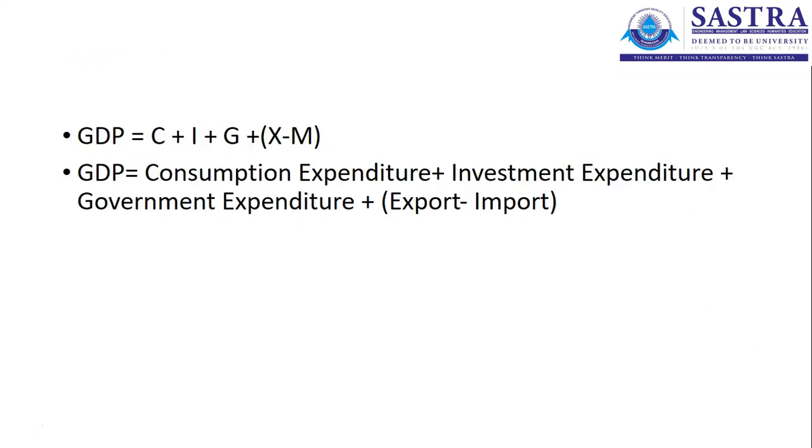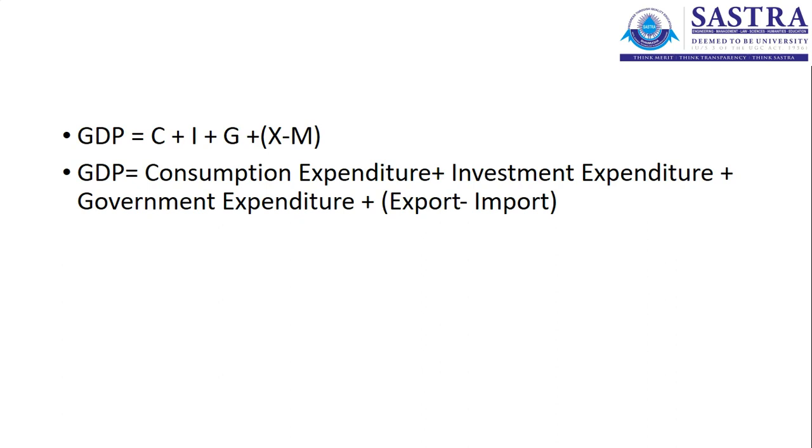A few important variables are taken into consideration for the calculation of gross domestic product. It is C plus I plus G plus X minus M. So what are these variables? The first one, C, stands for consumption expenditure, the total consumption expenditure in the particular country. What income is generated by the citizens, the households and industries, and how are they spending that income on consumption?